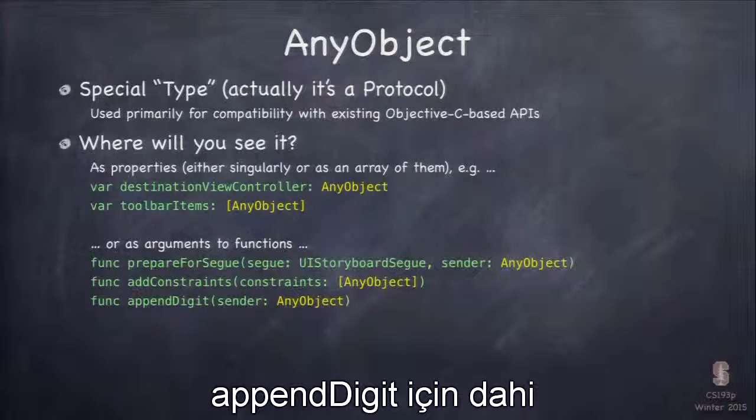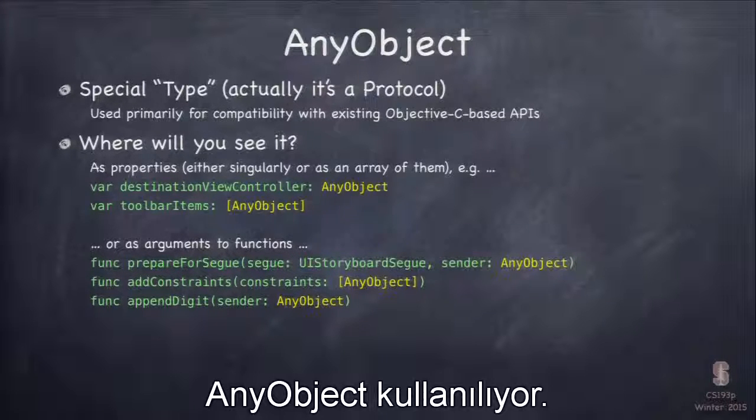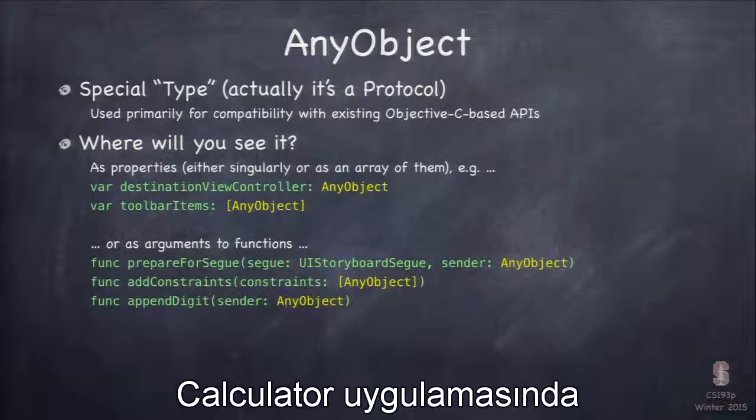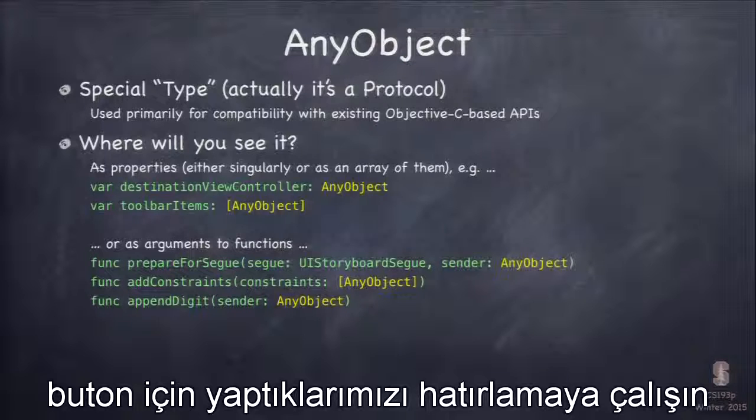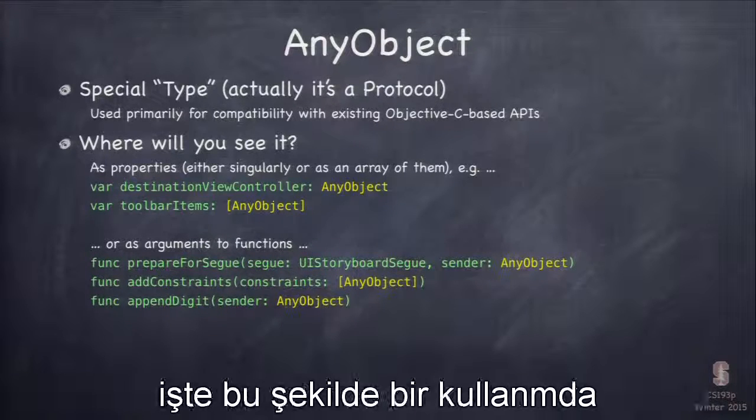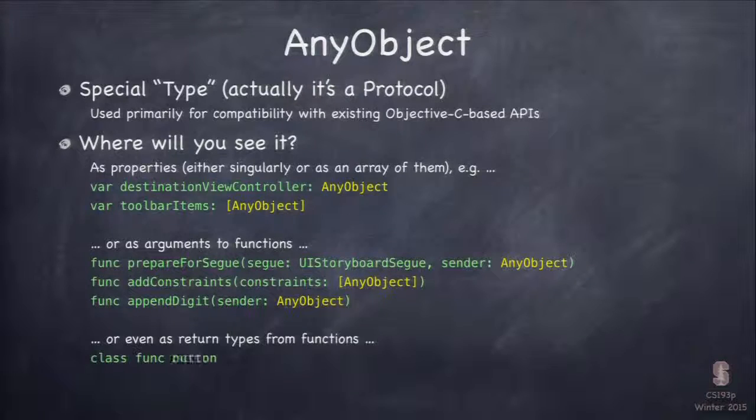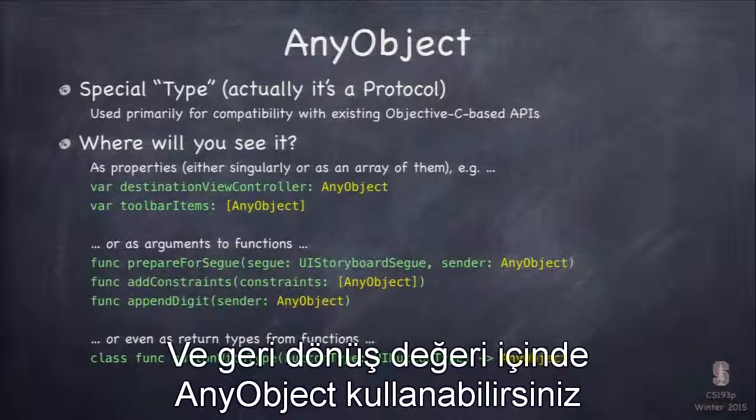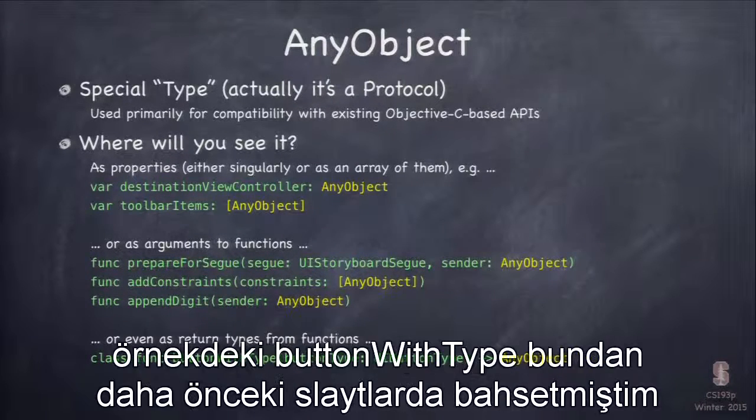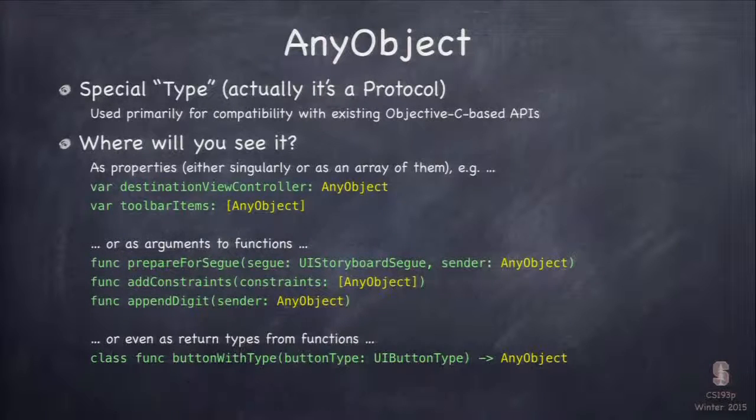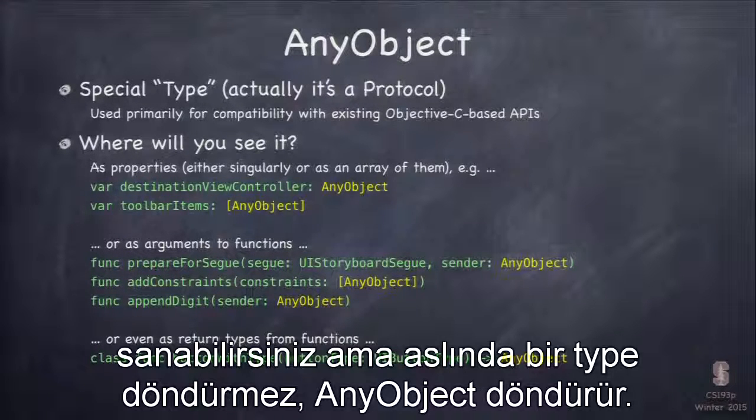And even in appendDigit in the calculator, remember when we control-dragged the button to make appendDigit? And I made a big deal of saying, change that from AnyObject to UIButton? Well, if you hadn't changed it, then you could have ended up with appendDigit with sender AnyObject. It also can even be the return type for functions. Like that button with type I talked about a few slides ago, it actually returns AnyObject. It doesn't return a UIButton. You'd think it would, but it doesn't. It returns AnyObject.